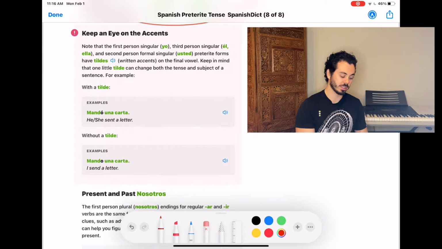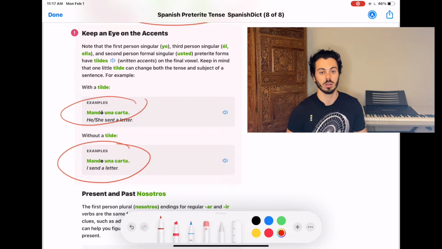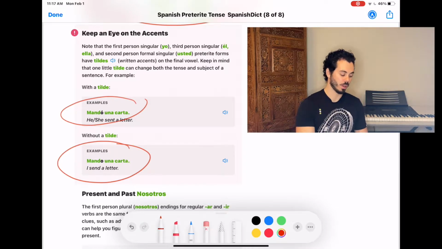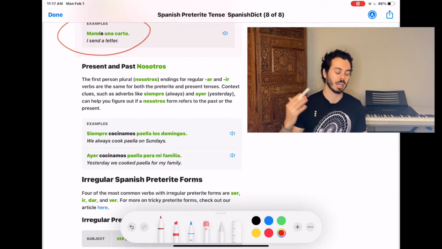Cool, here it tells you about mando una carta. It's very important to keep an eye on accents because mando una carta is I send a letter, and then mandó una carta, she sent a letter. Ella mandó una carta, mando una carta. So that's very important. Why? Go into the resource, and I will make a video on all these tests in depth in the future.